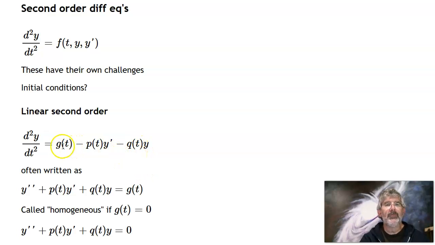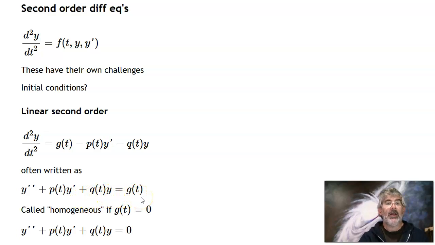So the linearity comes in the fact that the y, y prime, and the y double prime are all only to the first power. I write it this way just to make it look like the original, but usually when we're solving these things, we want to get the y and its derivatives all over on the left-hand side here. So it would look more like this: y double prime plus p of t y prime plus q of t y equals g of t.